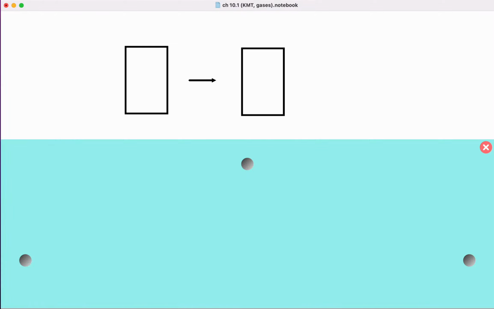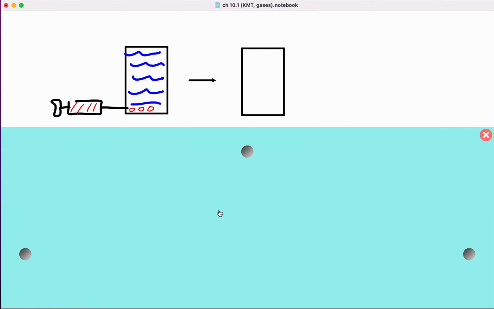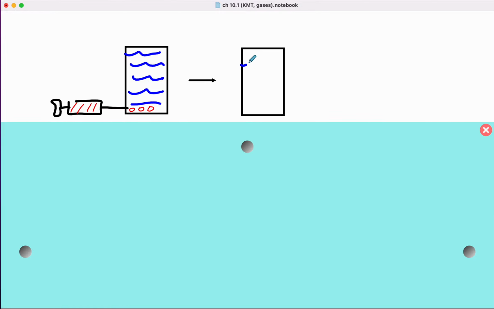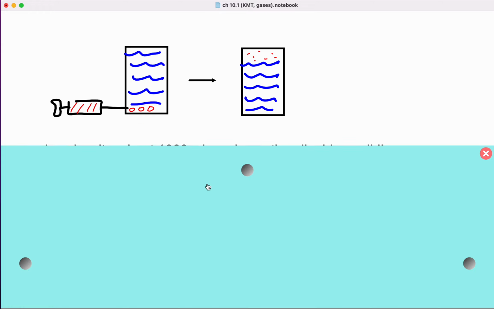Suppose I have a container and I have a liquid in it. We can say it's water, but it could be any liquid. And then suppose I take a syringe that is filled with a gas and I inject a sample of gas into the bottom of the container. What will the gas do? Will the gas stay at the bottom? No. Obviously what's going to happen is that the gas is going to rise to the top of the container, and that is because gases have low densities.